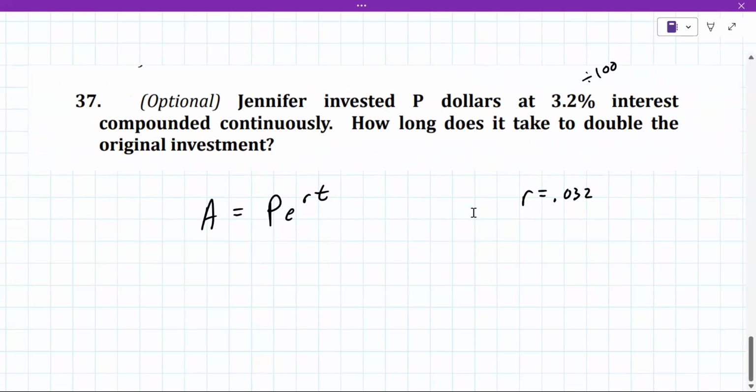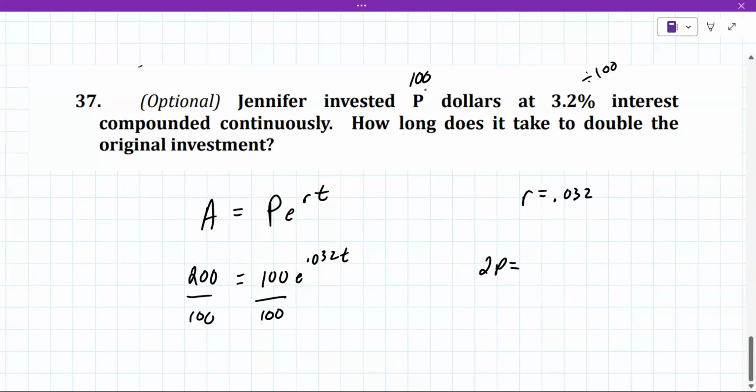One way is to just go straight with the P, like say, okay, I'm going to do P and then I'm going to double it. Some students don't like that. They're like, I have to put a number in there, like 100, and then I want to know how long it takes to get to 200. It's your choice. You can do it either way, because if you divide both sides by 100, or if you do it the way I was proposing, where you just leave it as P and divide by P, you still get a 2.